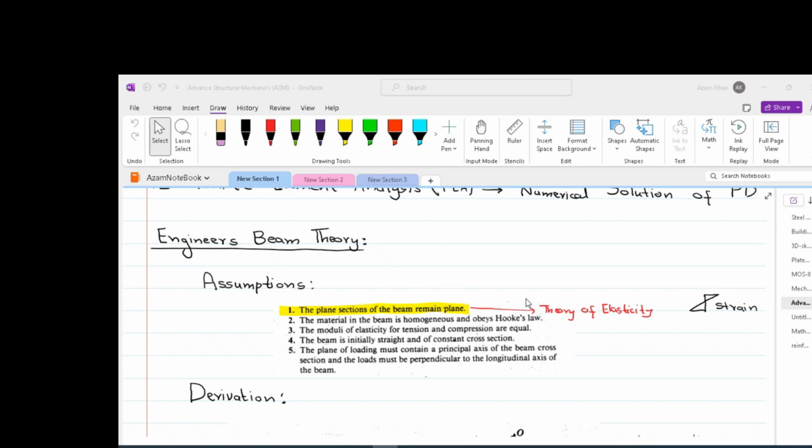Plane sections remain plane, material is homogeneous and obeys Hooke's law, modulus of elasticity for compression and tension are equal, beam has got constant cross section and is straight initially before application of the load. And finally, the plane of loading must contain a principal axis of beam cross section, and loads must be perpendicular to the longitudinal axis of the beam.